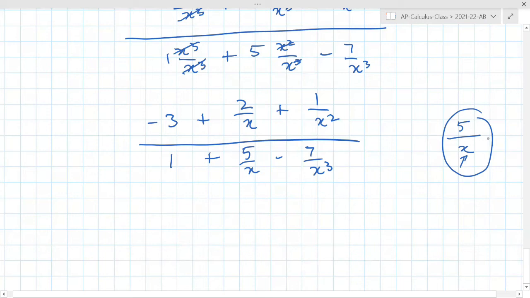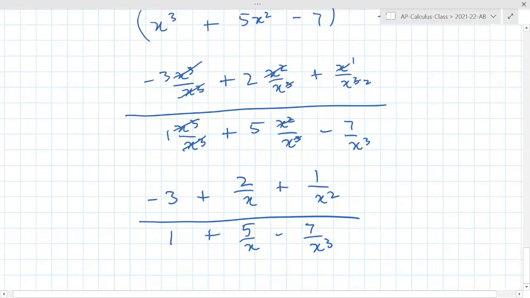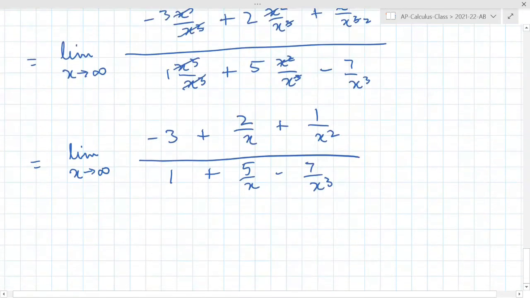So this whole thing will become 0 in the limit. That means this 2 over x will become 0, 1 over x squared will become 0, 5 over x will become 0, 7 over x cubed will also become 0. So all of this was still, the limit was still there here. Okay. If all of these will become 0, then what is left? Negative 3 over 1. So that's the limit.